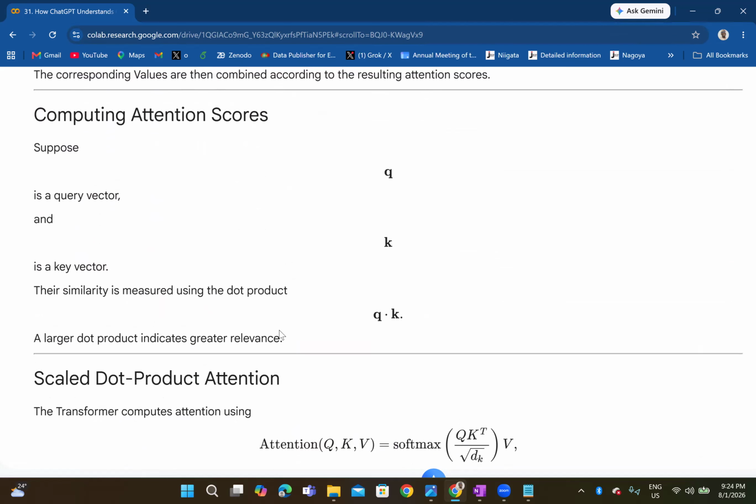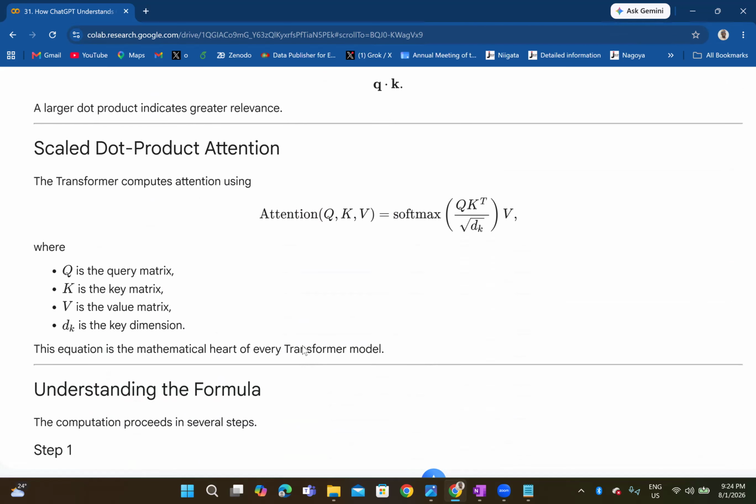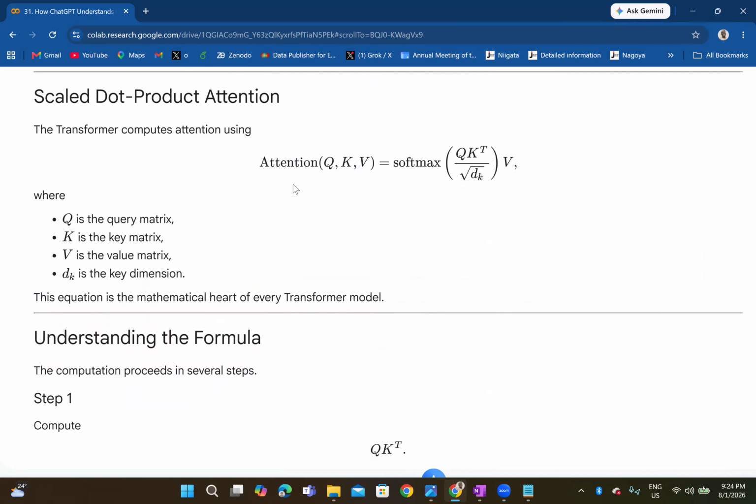A larger dot product indicates greater relevance. And then you have scaled dot product attention. The transformer computes attention as a function of Q, K, and V by computing the softmax of the dot product between Q and K, that is QK transpose, normalized or scaled by the square root of dk, multiplied by the value. Where Q is the query matrix, K is the key matrix, V is the value matrix, and dk is the key dimension. This equation is the mathematical heart of every transformer model.